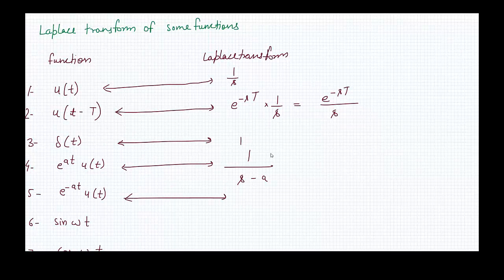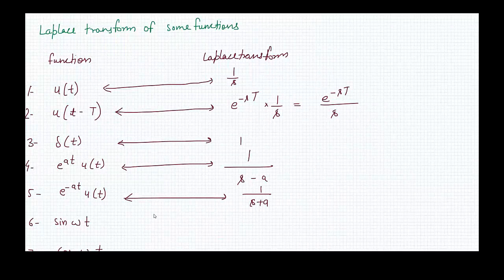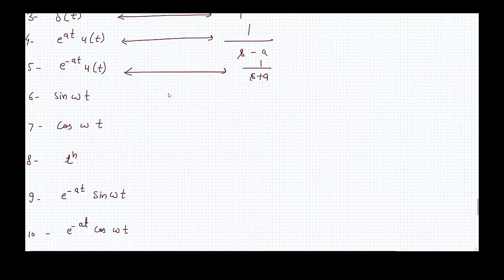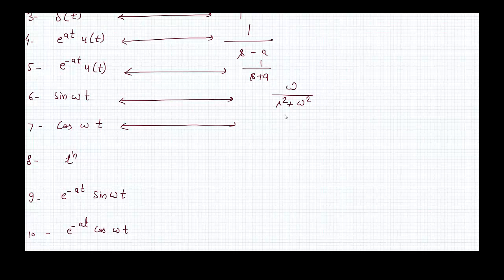At the beginning it will seem a little bit tough, but it is actually easy. e to the power minus at u(t) is 1 upon s plus a, because the sign will change, so here it will be plus. sin omega t, however you have to calculate it on your own, but let me write it for you. sin omega t is omega upon s square plus omega square. This is very common. For cos, just replace omega with s, so it is s upon s square plus omega square. It is this much simple.